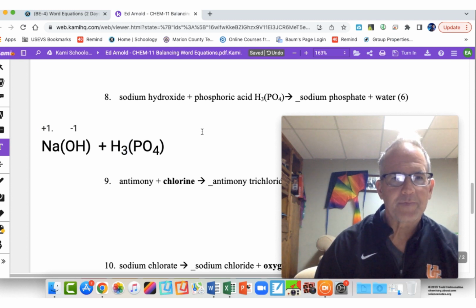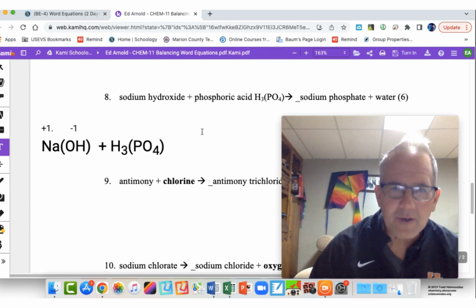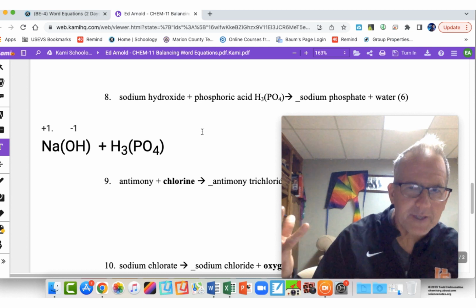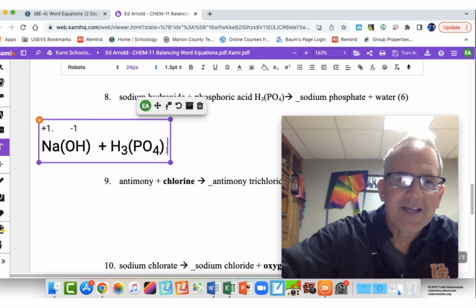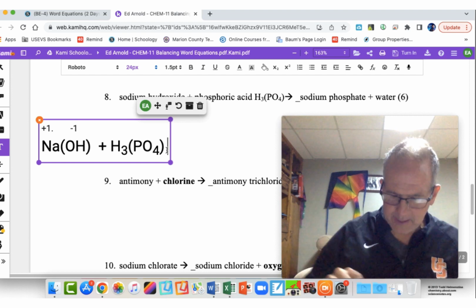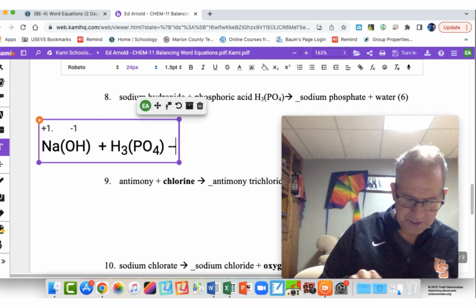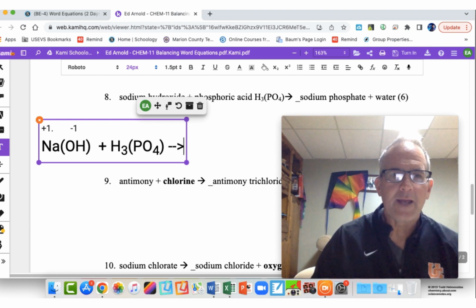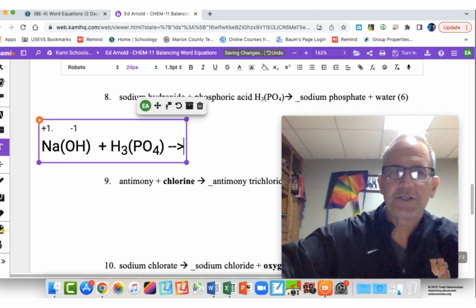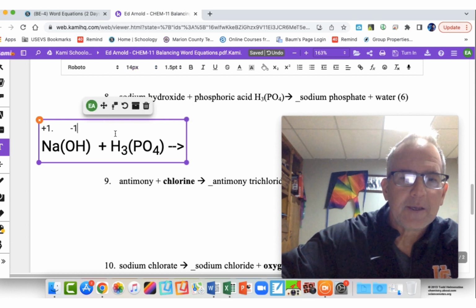Now you know how I know if you copied your homework off somebody, because the subscripts are big again, right? Okay. Now, let's go back and click again, slash arrow, and there's my yield sign. Okay. Now, I didn't put the charges above this. We know that hydrogen is a +1.